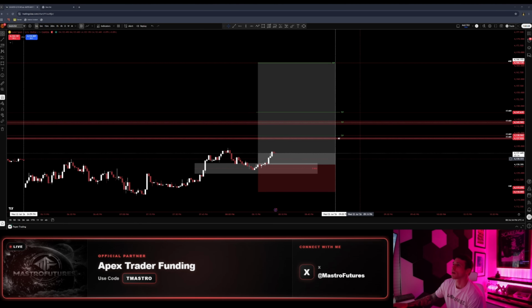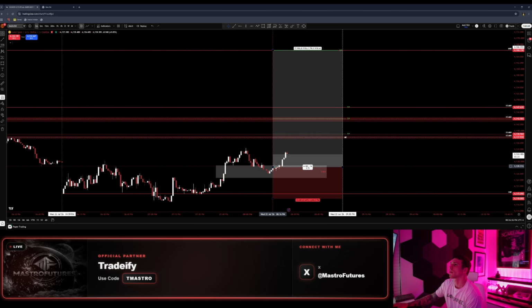Just want to start recording this trade. I entered right when we broke back to the upside in the 1 minute time frame, which was about here off of this candle.